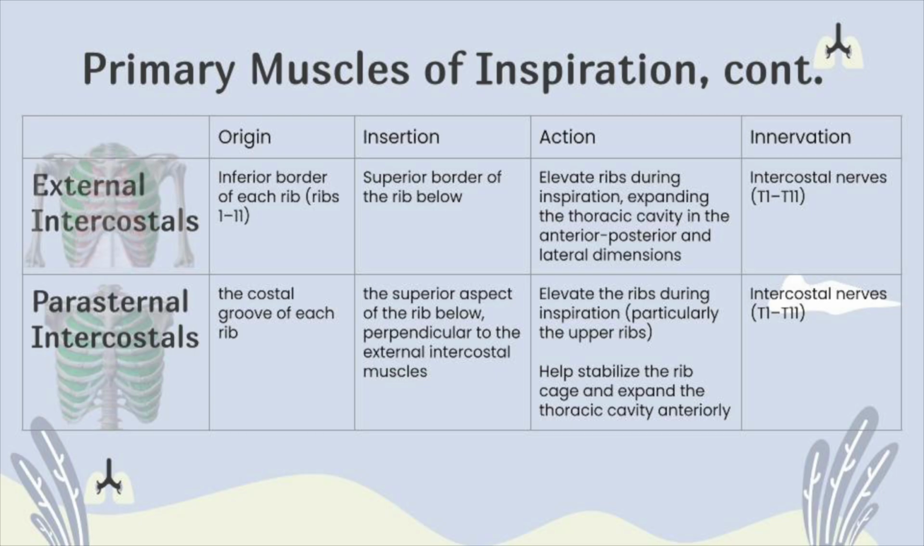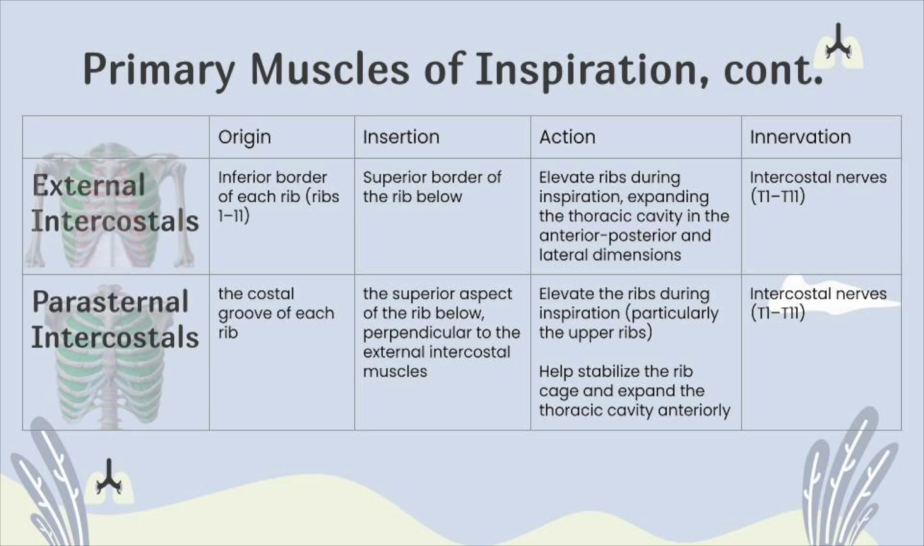These muscles fill the spaces between the ribs, running downward and forward from the rib above to the rib below. They help elevate the ribs and expand the rib cage. They increase both the anterior-posterior and lateral dimensions of the thorax. Even though each individual muscle contributes a small amount, the combined action of all the external intercostals significantly increases thoracic volume during inspiration.